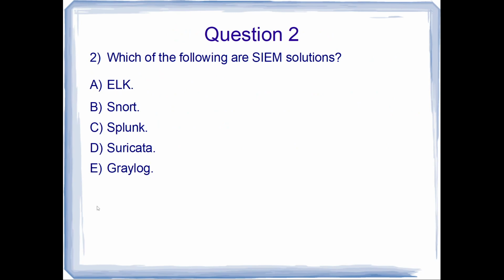Starting it off easy. Which of the following are SIEM solutions? Elk, Snort, Splunk, Suricata, or Graylog? And select as many as you think in this one. Which of the following are SIEMs or SIMs? Elk, Snort, Splunk, Suricata, Graylog.